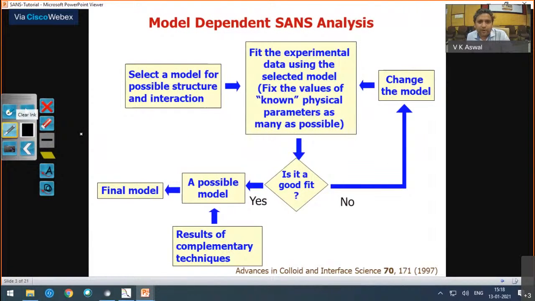In case of model dependent SANS analysis, one has to select a model, collect the data, then produce a theoretical scattering curve, and try to match this theoretical curve with the experimental curve and see if the two match. If they match, so far so good. This is a possible model, and we complement it with all the prior information, and this may be the final model. If not, then we go back, change the model and do everything again. While optimizing the parameters of the model, one has to do reduced chi-square fitting, so get the least reduced chi-square for the best parameters.